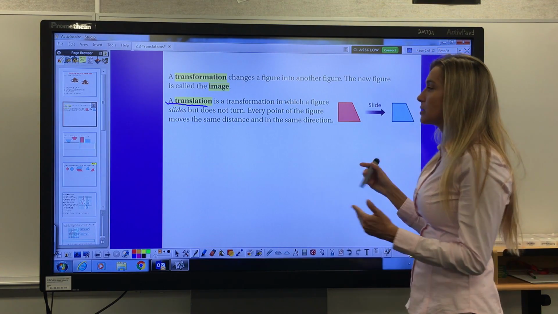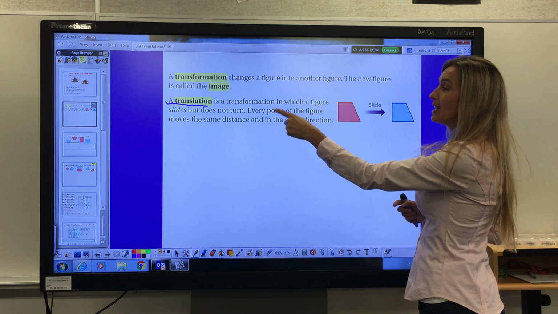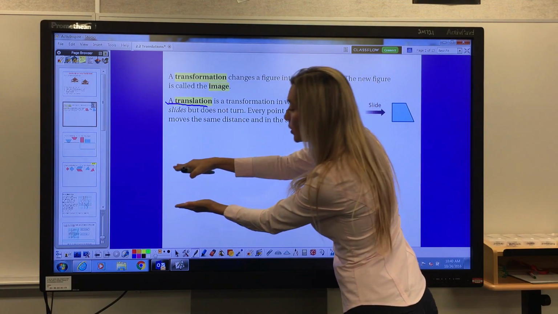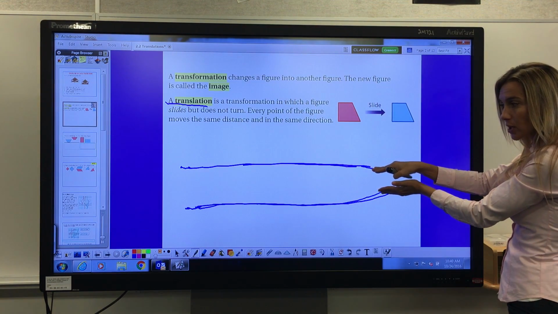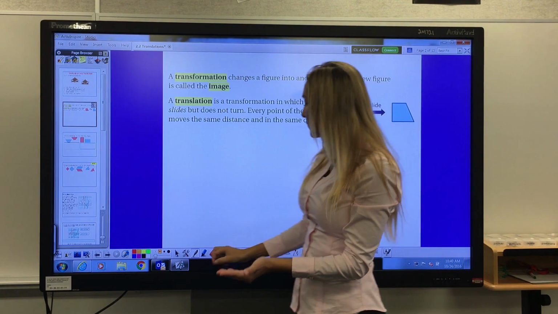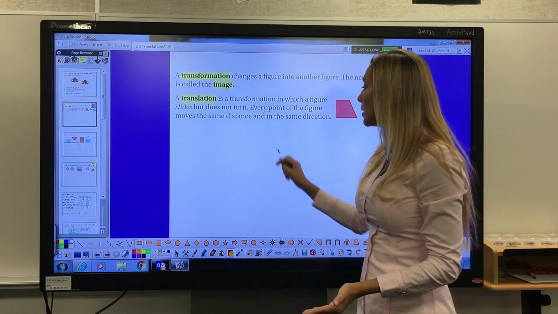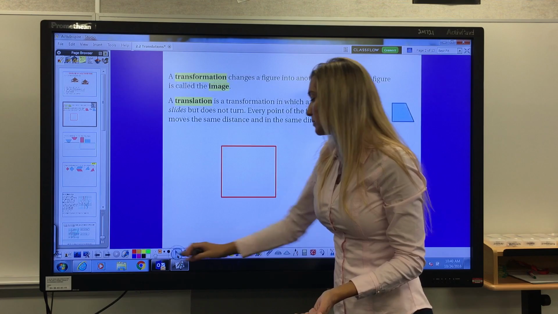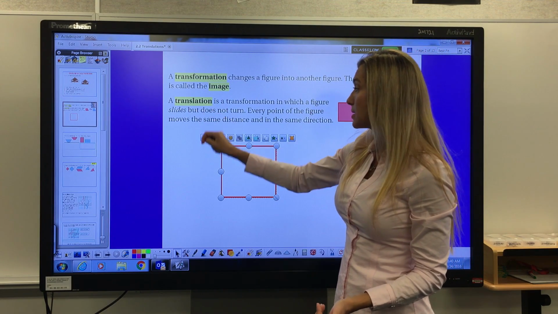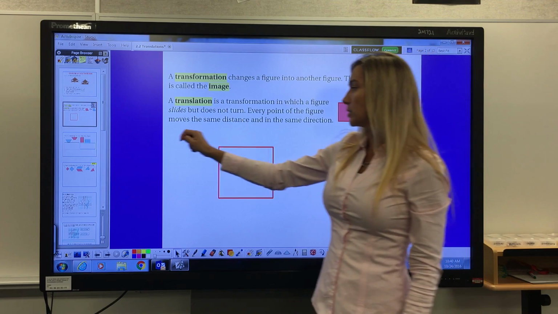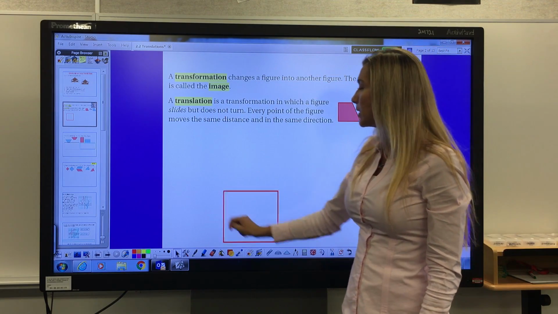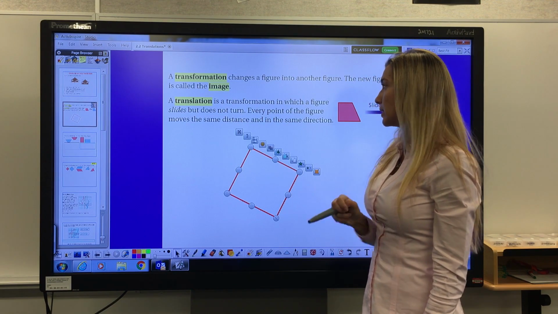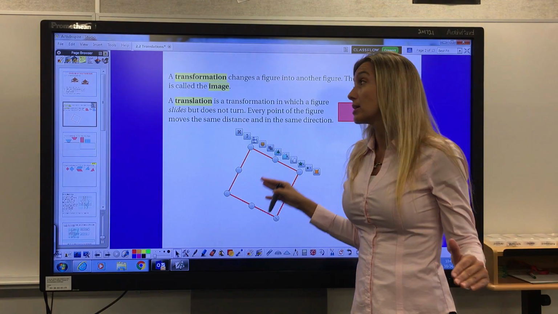A translation is a transformation in which a figure slides, but it will never ever turn. It's literally going to slide. It can slide to the right, to the left, up, or down. Let's look at it. If I had, let's say, a square, I can translate it to the right, to the left, this way, that way, any possible way I want. However, the second I rotate it, it's no longer a translation.